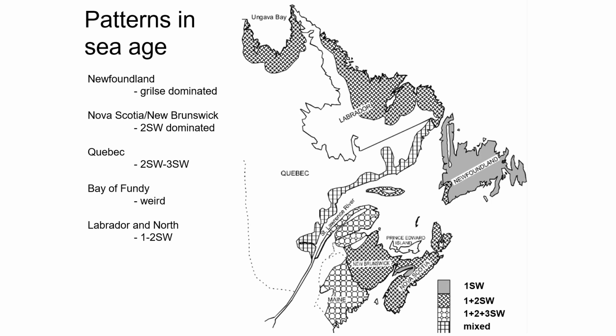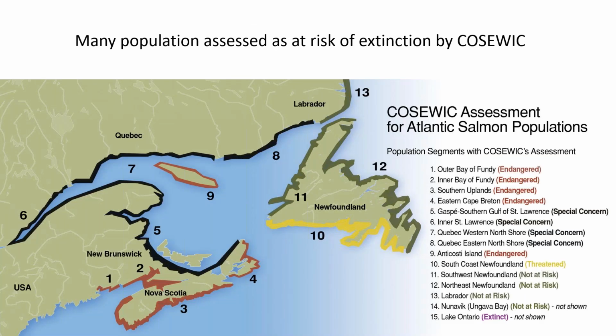And the interesting thing to me is correlating patterns in their life histories with extinction risk. So if you look at this map of the COSEWIC assessments for Atlantic salmon populations, you can see that the populations in northern Newfoundland are green, so they seem to be doing better than the populations in Nova Scotia. Also, the population in southern Newfoundland is doing okay. So you can see that there are also spatial patterns in relation to extinction risk. So perhaps there is a correlation between life histories and vulnerability.